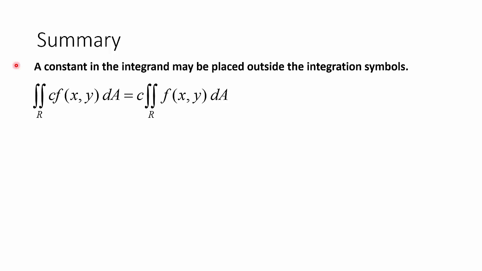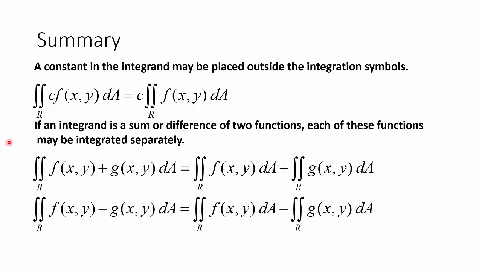We have discussed quite a few properties of double integrals, so now we are ready to summarize. Firstly, a constant in the integrand may be placed outside the integration symbols. Like this, you can take the c here and place it outside the integration symbols. Next, if an integrand is a sum or difference of two functions, each of these functions may be integrated separately. So for example, if your integrand is f of x and y minus g of x and y, you may proceed to just integrate f separately and subtract the integration of g separately.